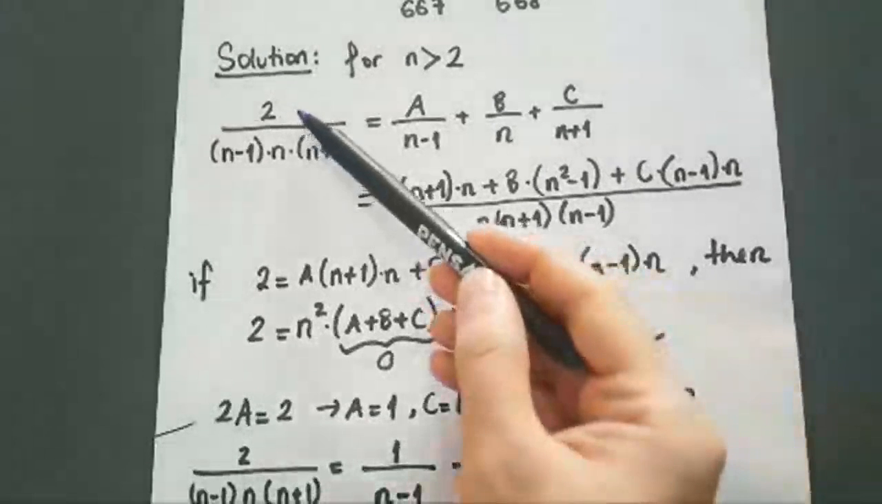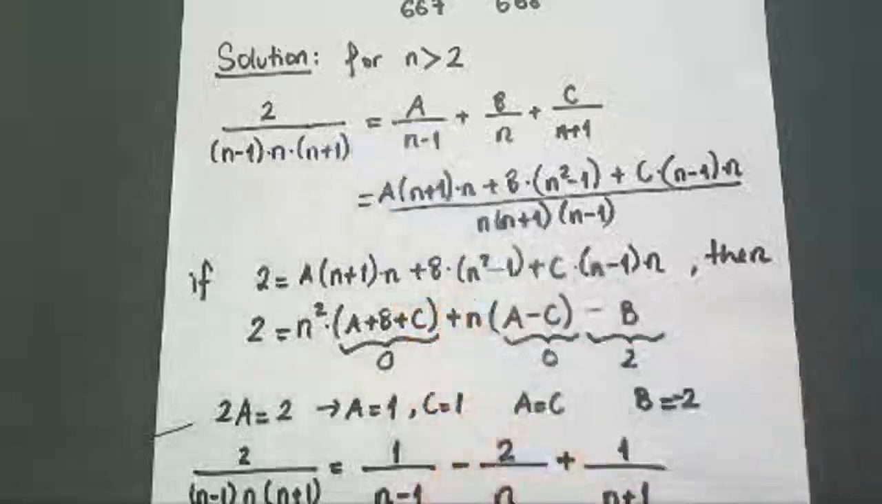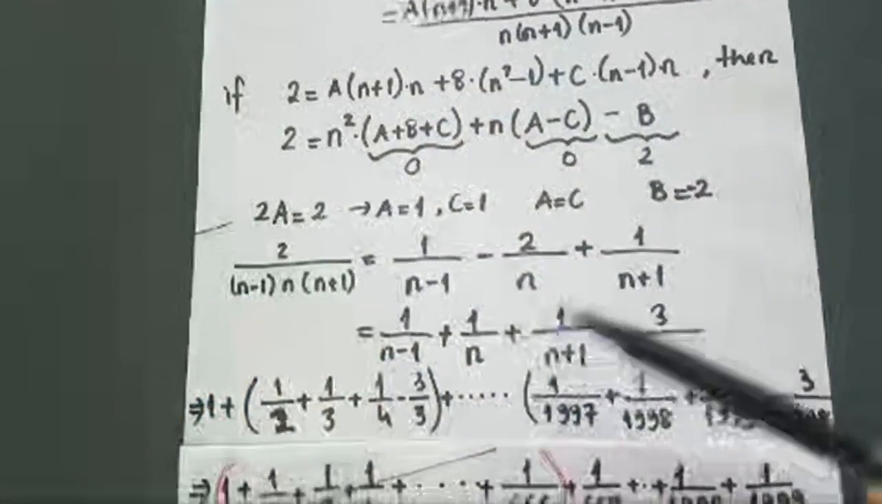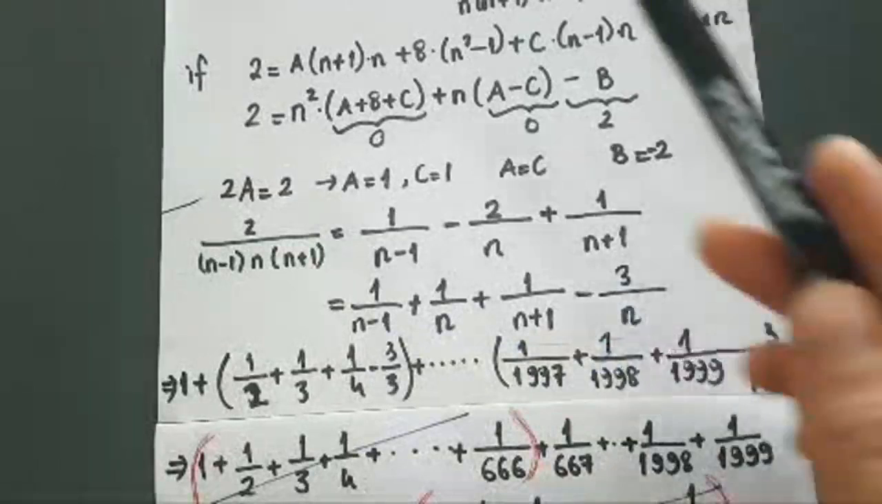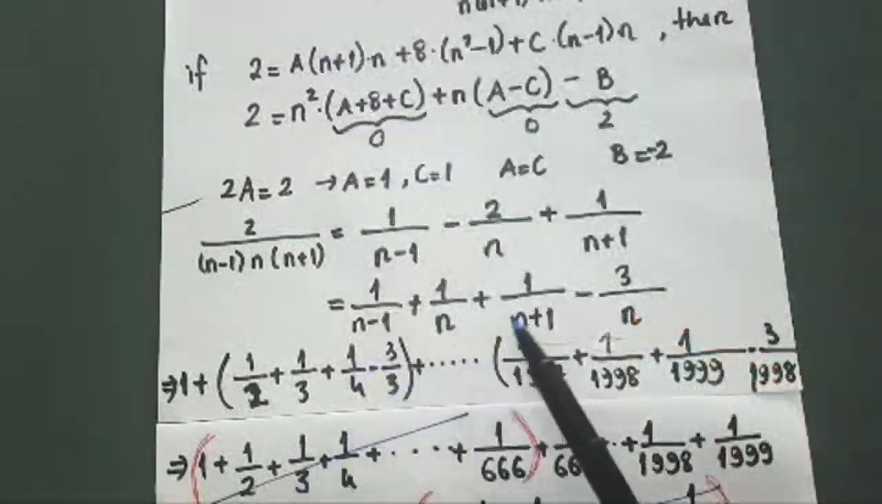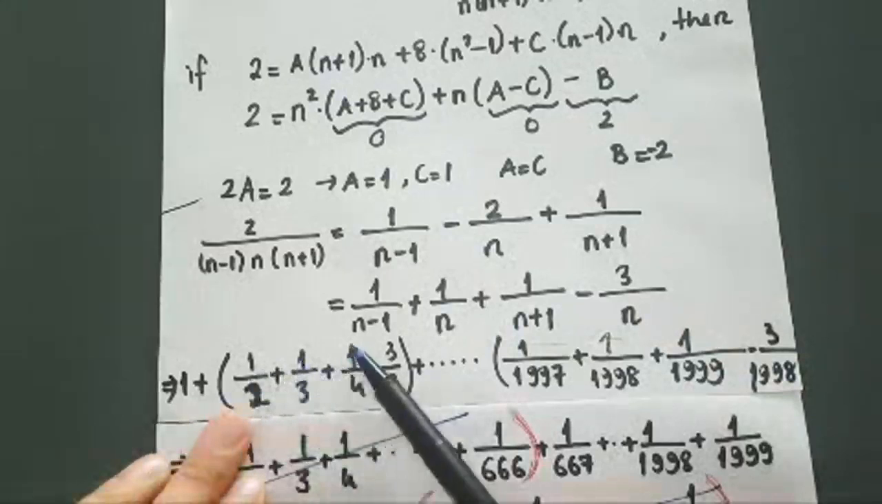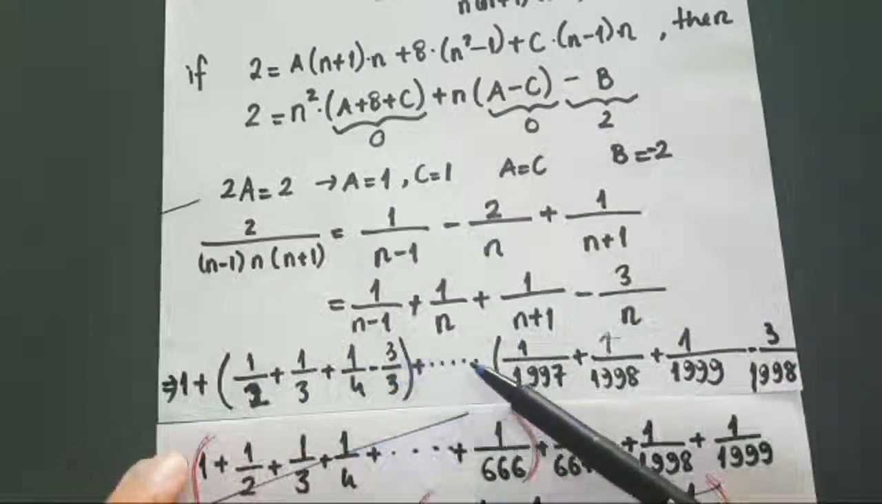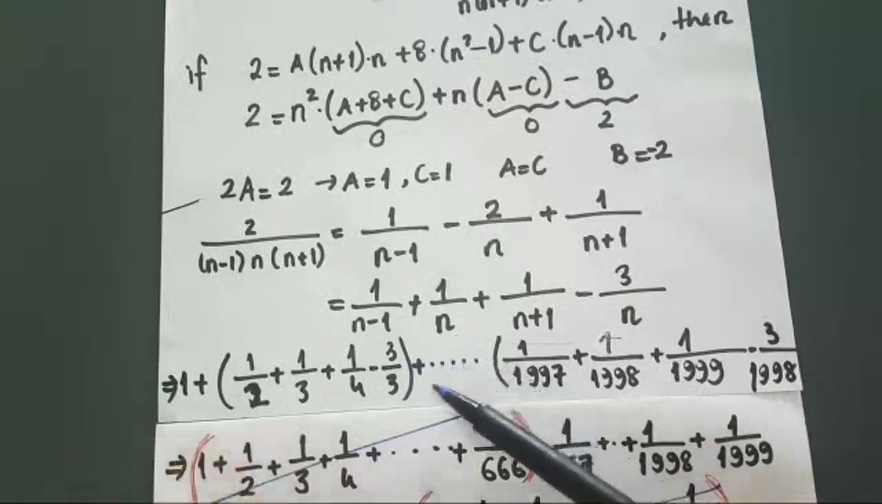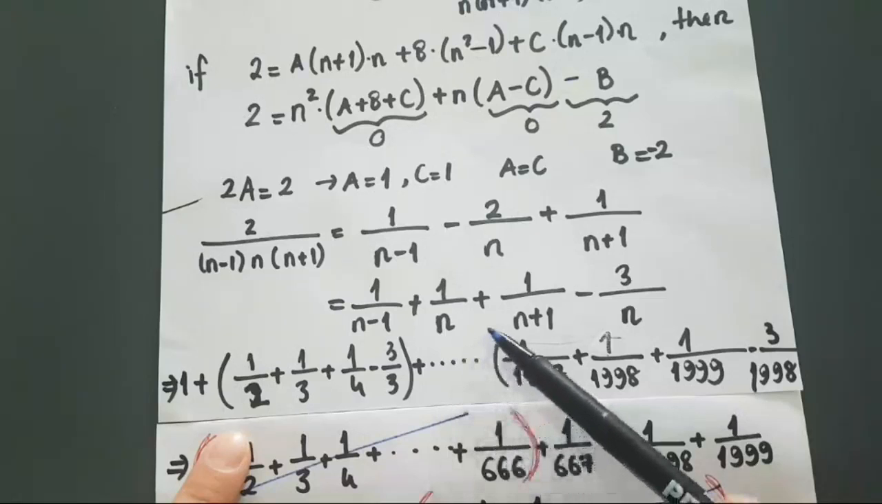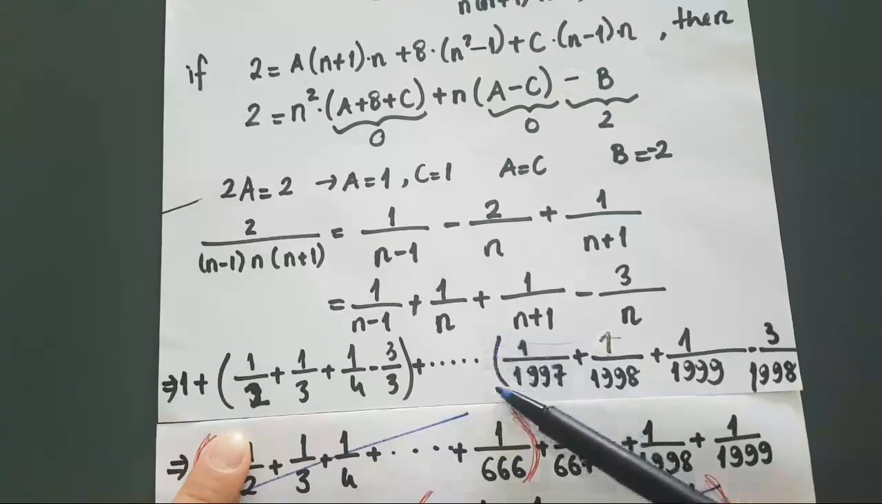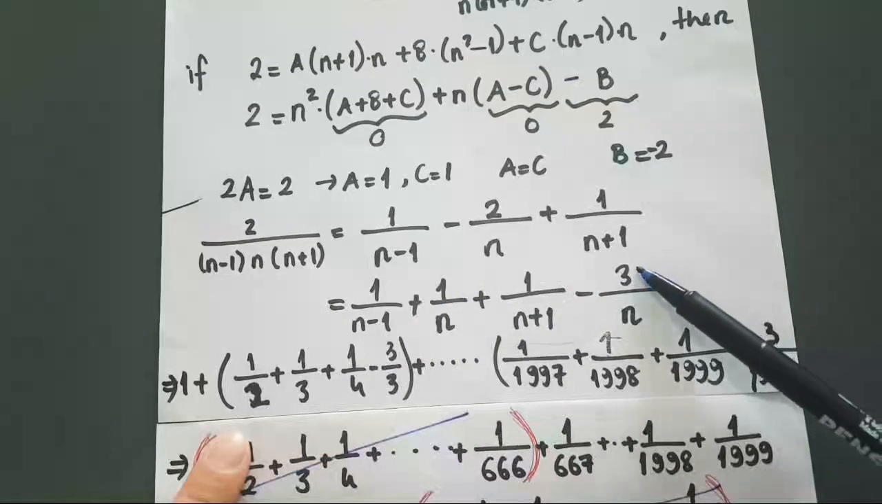After we write the expression 2 over (n minus 1)(n plus 1) in this form, we have written the elements on the left side of the equation: 1 plus 1 over 2, 1 over 3, 1 over 4 minus 3 over 3. What will be the next term, guys? It will be 1 over 5 plus 1 over 6 plus 1 over 7 minus 3 over 6. And the next will be, by the same method, 1 over n minus 1, 1 over n plus 1, minus 3 over n.